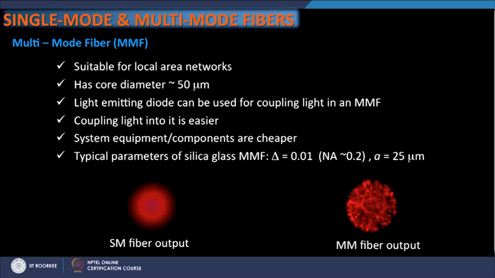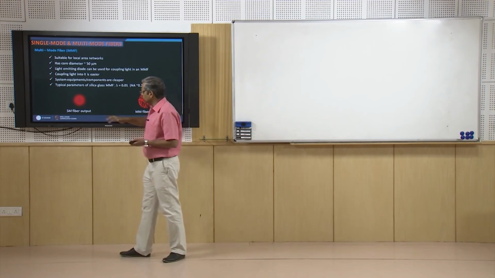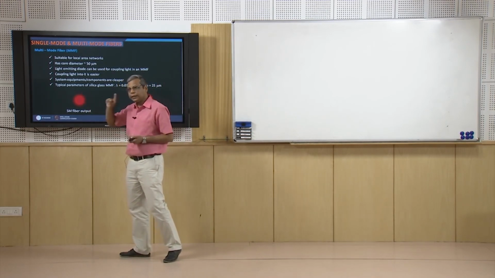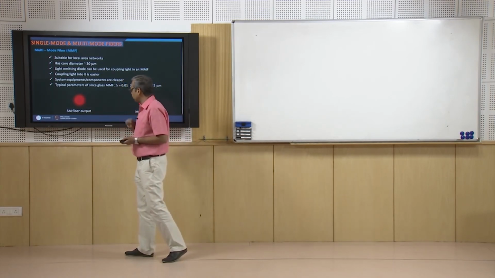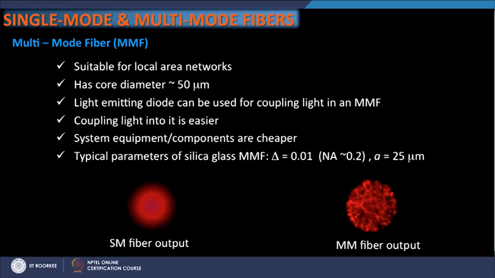This is the output from a single mode fiber, and this is the output from a multimode fiber. The explanation of these patterns is obvious. Because it is single mode, it has only one intensity pattern, the fundamental mode. The multimode fiber has a large number of modes, so this is the interference of all the modes. This is a speckle pattern.